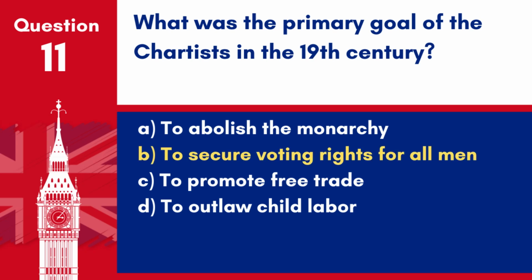Answer: B. To secure voting rights for all men. The Chartists were a working-class movement that aimed to achieve political reforms, including securing voting rights for all men.